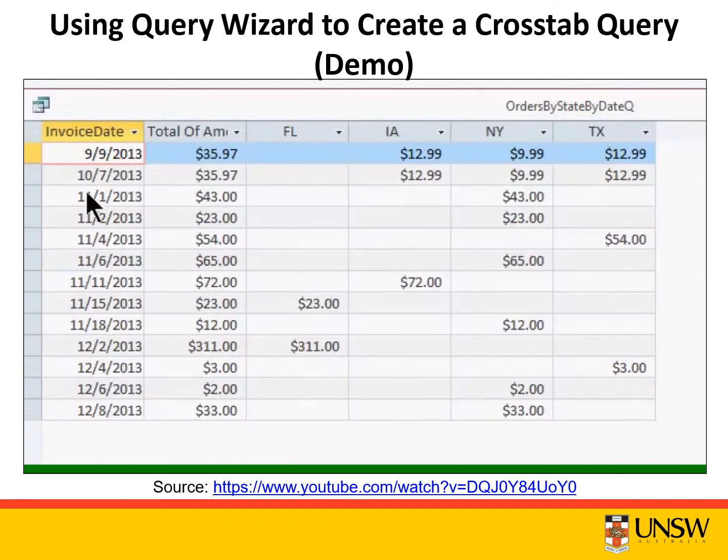Here you can see down the left-hand side all the dates. There's the total for the entire row. And over here you can see they're broken down by state. Florida, Iowa, New York, Texas. That's a simple crosstab query.